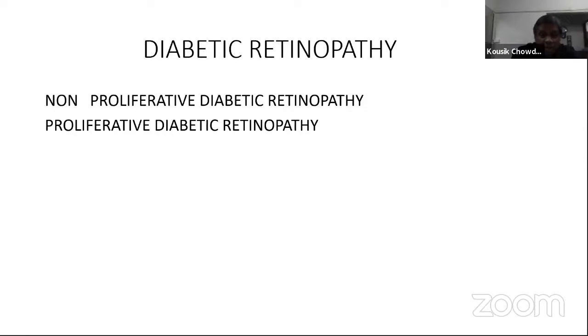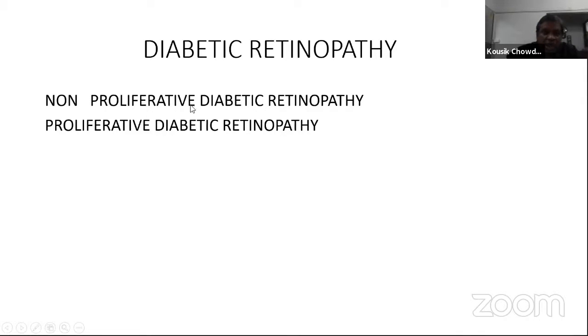Sometimes it hampers the blood supply to the retinal structures and the nerve fiber layer of the retina, which causes cotton wool spots. So hemorrhages, cotton wool spots, and weakness of the blood vessels cause diabetic retinopathy, and when it is not very devastating, we call it non-proliferative diabetic retinopathy.